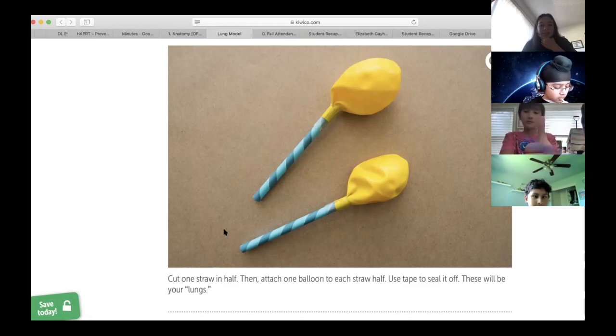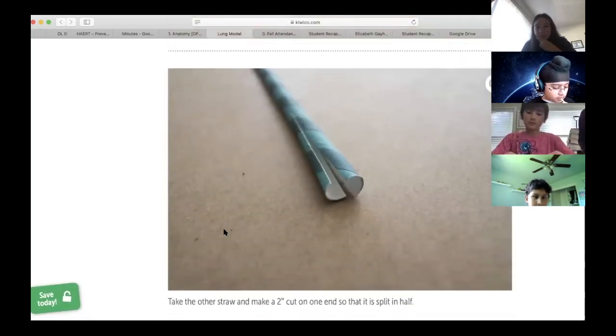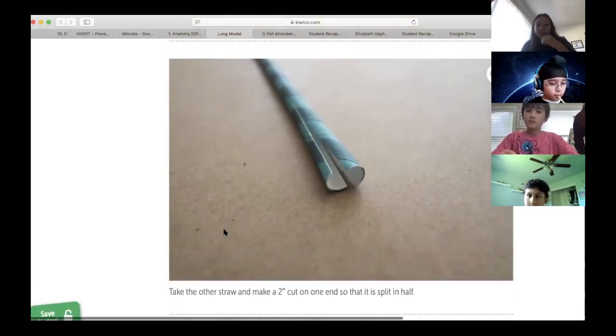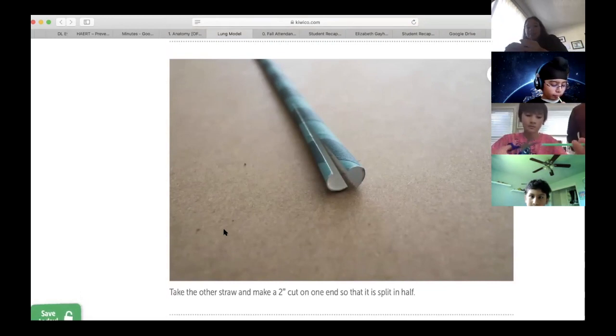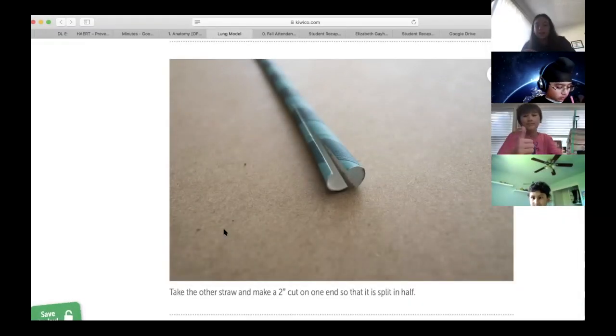Perfect. Okay, from here, you're going to take your other straw and make a 2-inch cut on one side, so that it's split in half. Only do that on one side, because on the other side we're going to do something a little bit different. Make sure that it can open up a little bit.